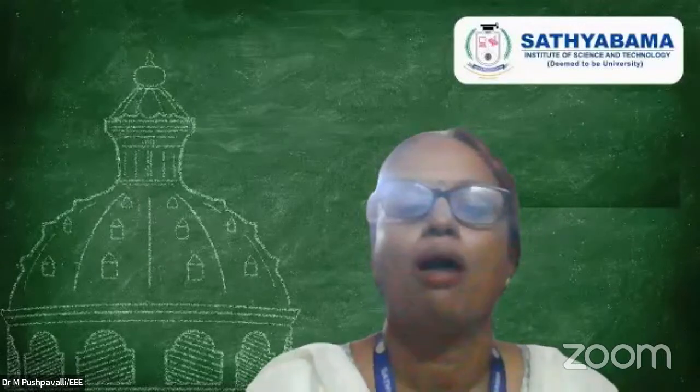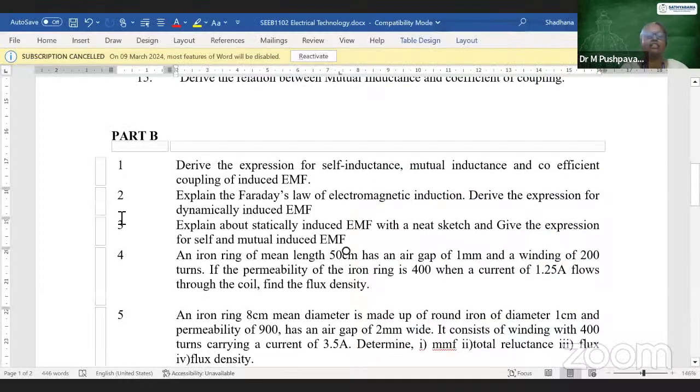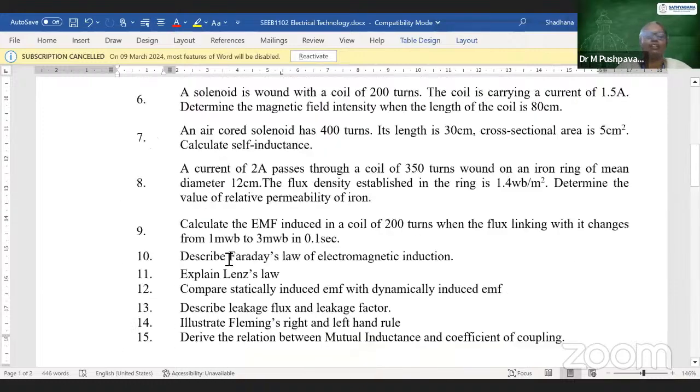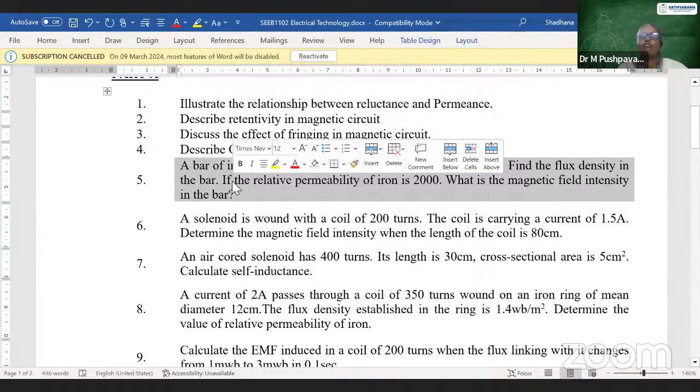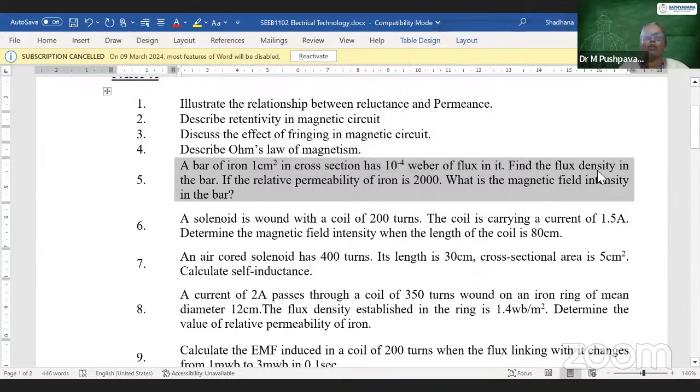I will take one part A question from this, because we have already seen this. Can anyone tell me the formula quickly? This is a one part B question. We will solve: a bar of iron, 1 centimeter square cross section. This particular problem I have highlighted. What is the magnetic field intensity formula?